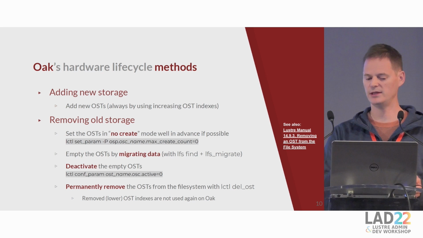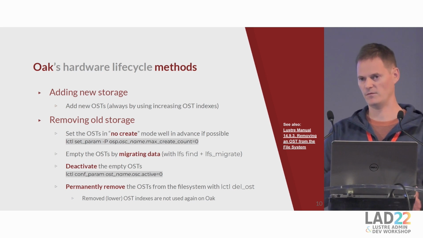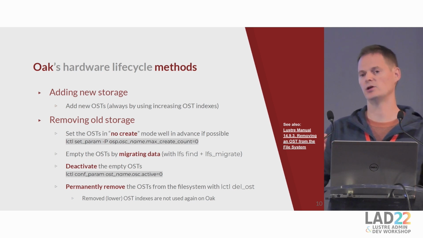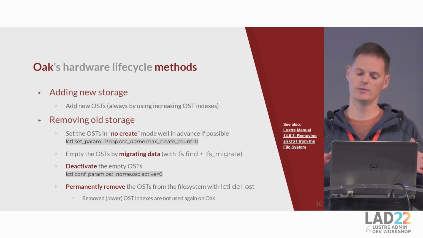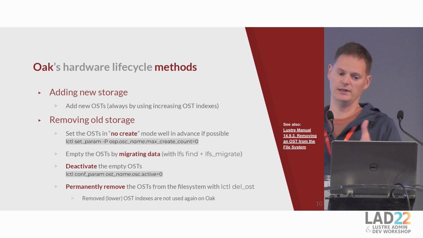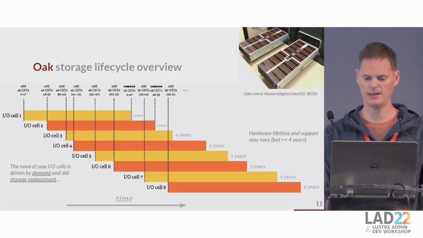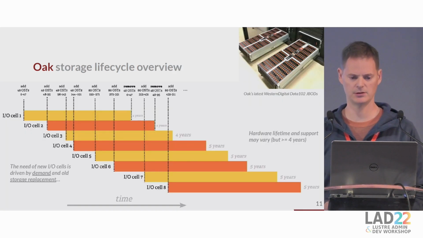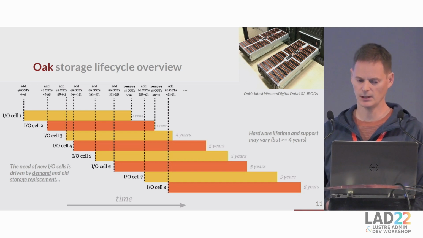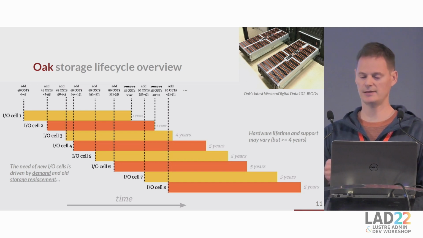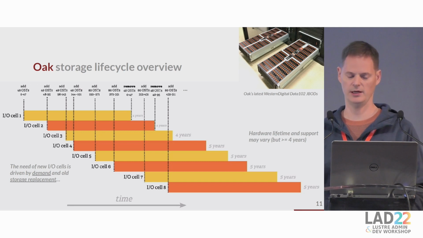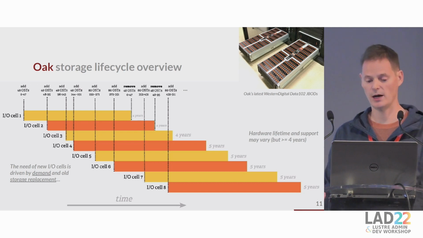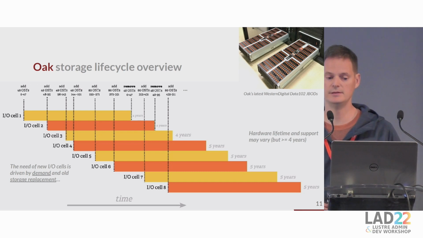It's worth noting we are removing OST indexes from the lower indexes, and we are not reusing them. So basically, we have a sliding window of indexes over time. So I made this diagram to understand a little bit better. You can see at the left, we started with IOCL 1. We added 48 OSTs. Then the need for new IOCLs is driven by demand.